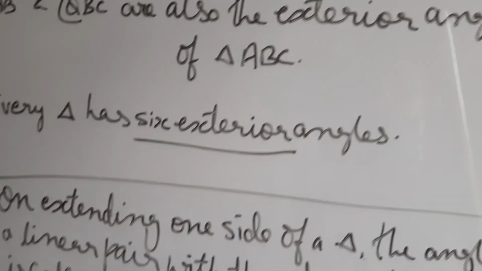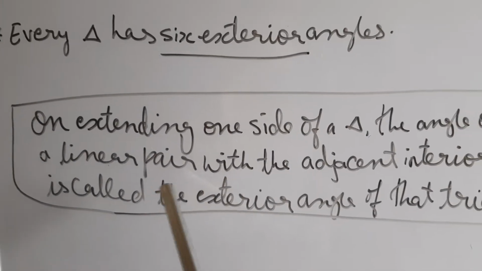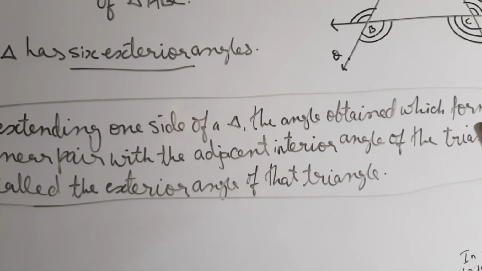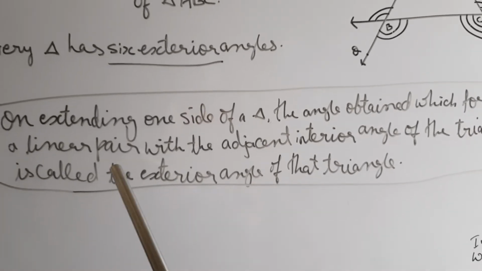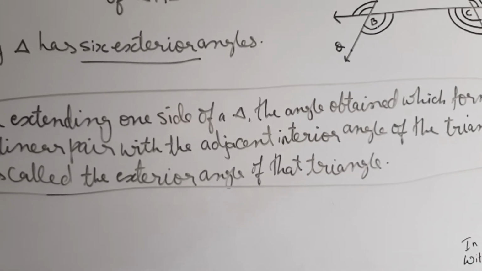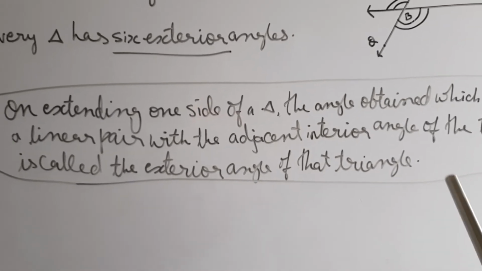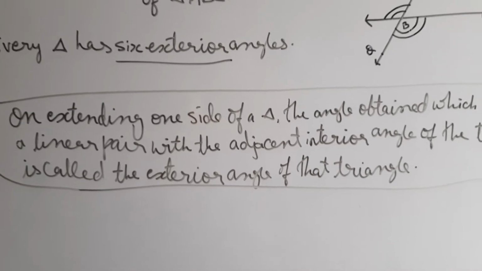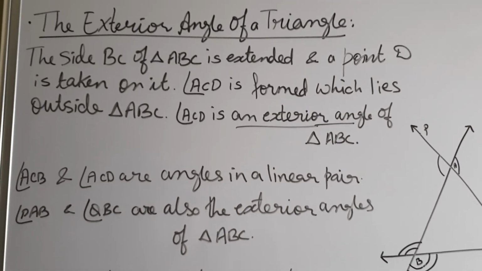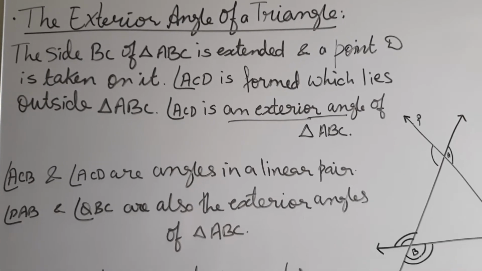Look at this now. On extending one side of a triangle, the angle obtained, which forms linear pair with the adjacent interior angle of the triangle, is called the exterior angle of that triangle. I'll just show you the written part. So you can pause it and copy it down in your maths notebook.